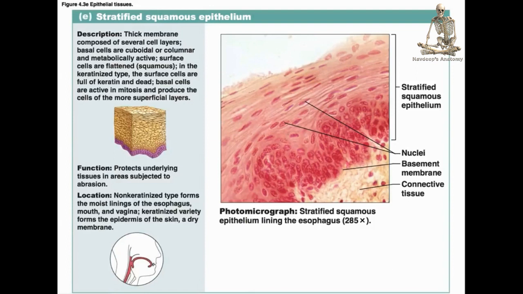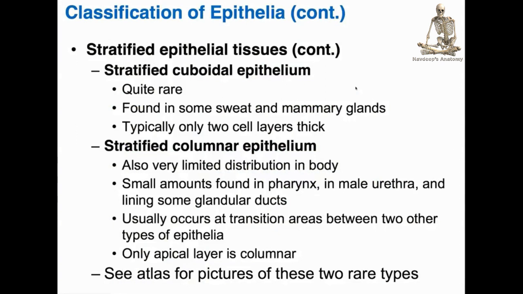You can see various types of cells found in this, but the upper layer of the tissue, which you see over here, is comprised of flat squamous cells. So it is called the stratified squamous epithelium. Now moving forward to the stratified epithelial tissues, we are going to discuss the stratified cuboidal epithelium. It is very rare to find this tissue in the human body, and it is found only in some sweat and mammary glands, and it is typically only 2 cell layers thick.